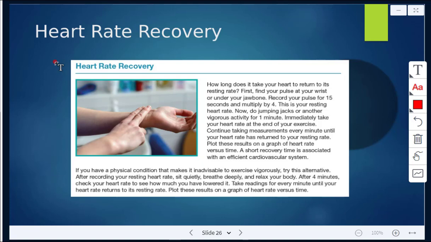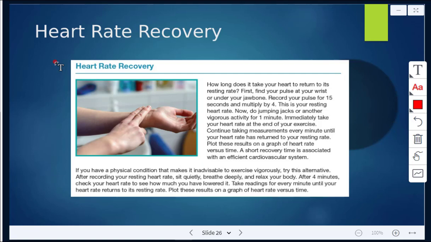All right, next is heart rate recovery. How long does it take your heart to return to its resting rate? You can find your pulse at your wrist or under your jawbone, and you can record your pulse for 15 seconds and then multiply by 4. That's your resting heart rate.